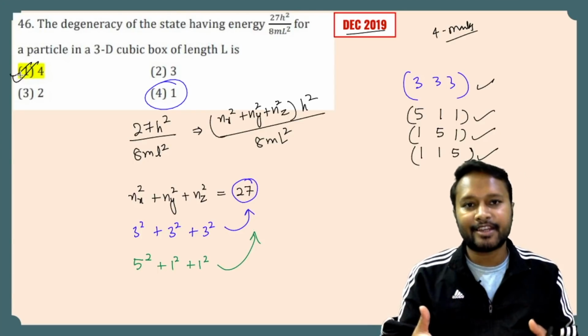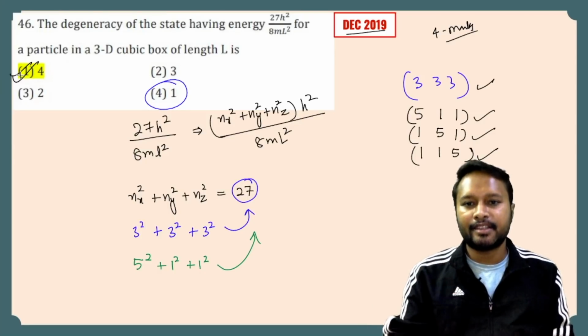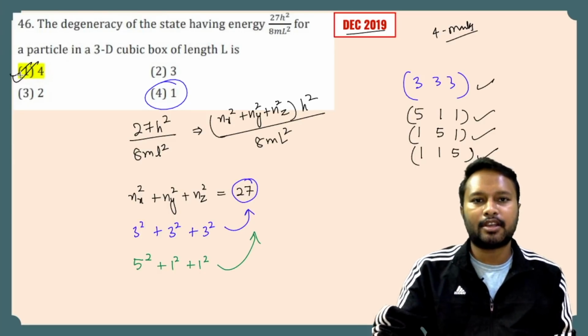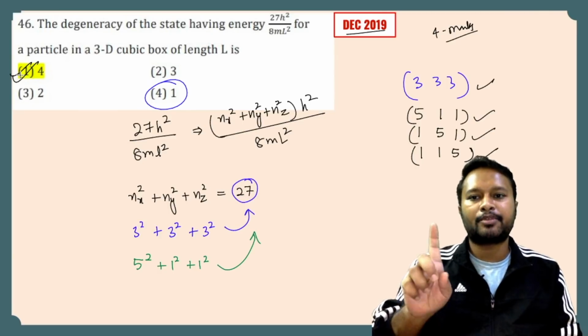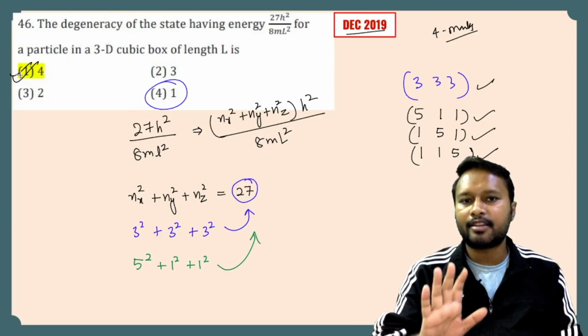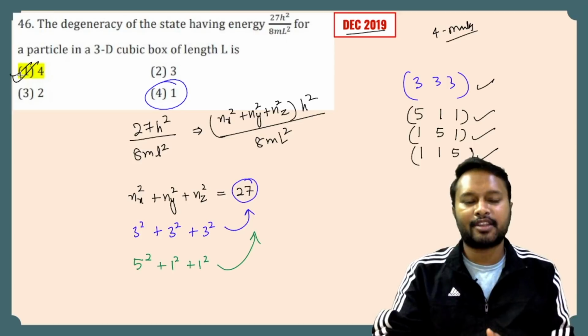So don't get overexcited when you get easy questions. This was very easy, but yet people made a silly mistake in this question and went with option number 4, which was not the correct option. Okay, so option number 1 is correct. The correct answer is 4. Alright, so it's as simple as that. Let's go for the next one then.